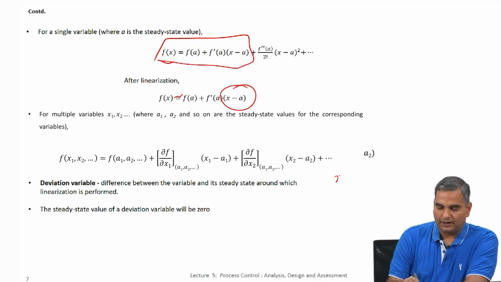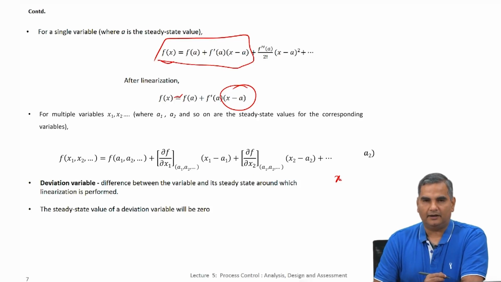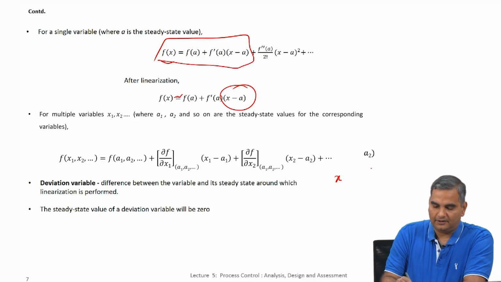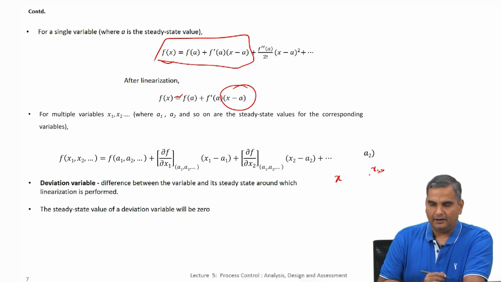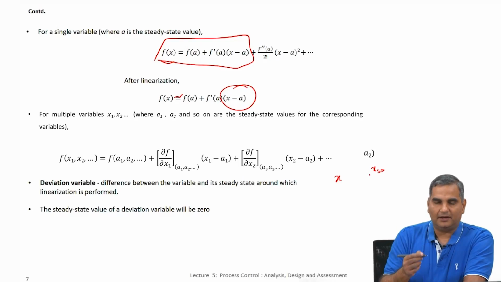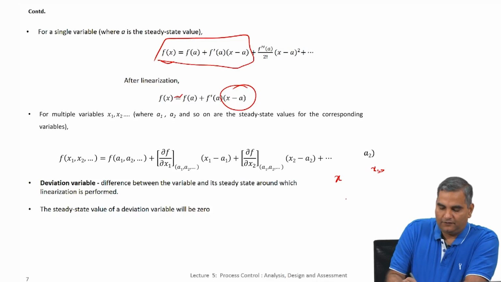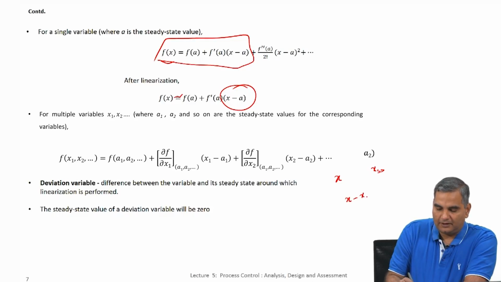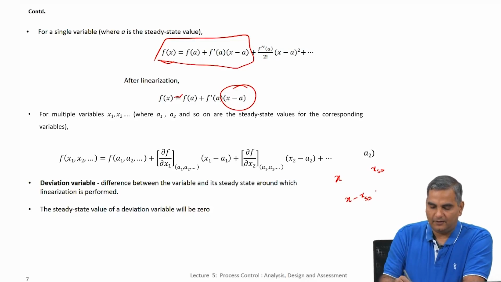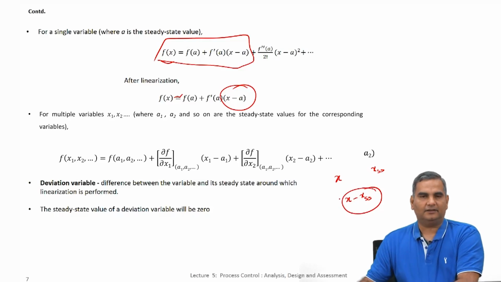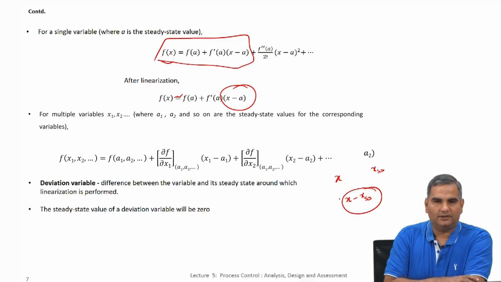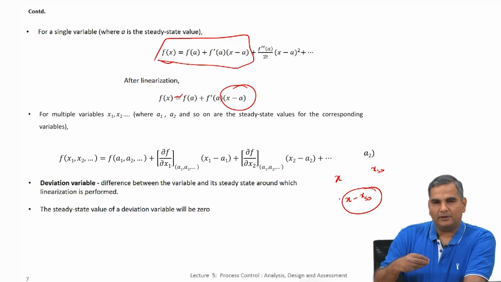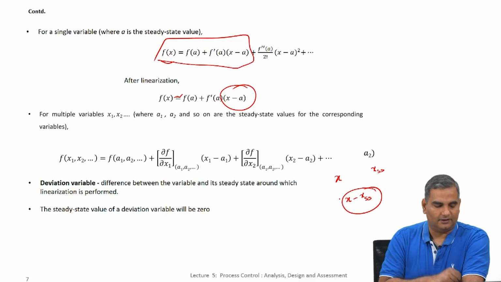What that means is, supposing I have a variable x and I have a steady state for x, x steady state, around which I am linearizing the function. Then instead of describing everything in terms of x, if I describe everything in terms of x minus x steady state, then this variable is called the deviation variable. That is, what is the variable value over and above the steady state value, right? So, how much has it deviated from the steady state.